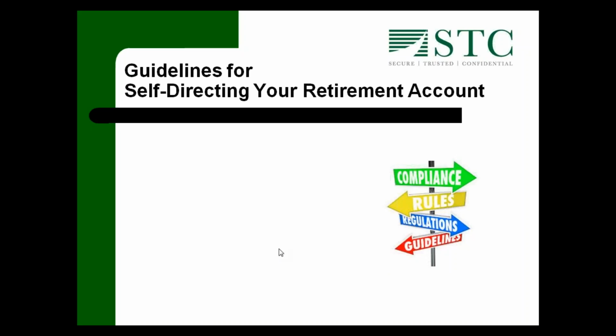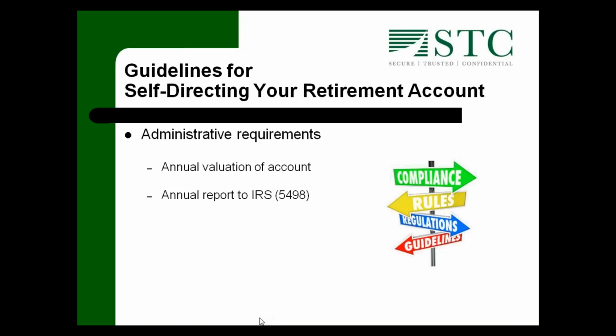Now I want to give you just a few of the guidelines related to self-directing your retirement account. And these have to be fulfilled for all retirement accounts. There are administrative requirements. An annual valuation of your account must be done and an annual report submitted to the IRS, Form 5498. Books and records of all of the details of your transactions, your purchases, your expenditures, money's in, money's out, all that must be maintained and reported.